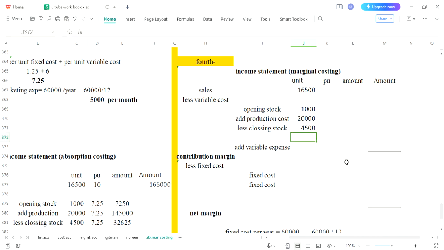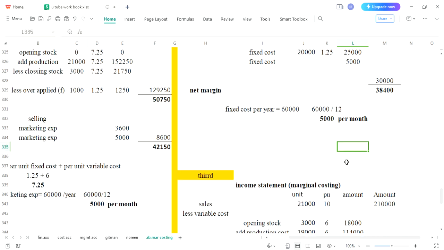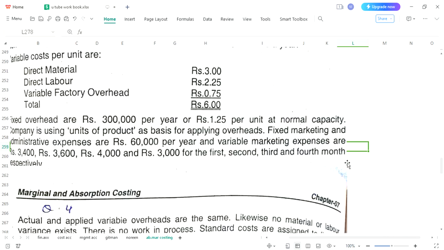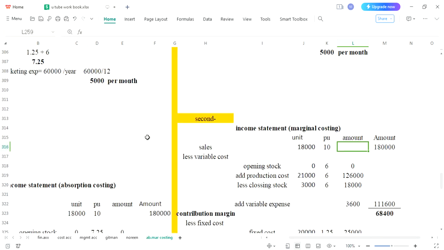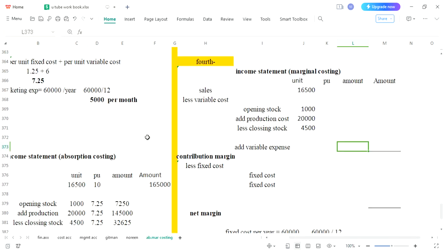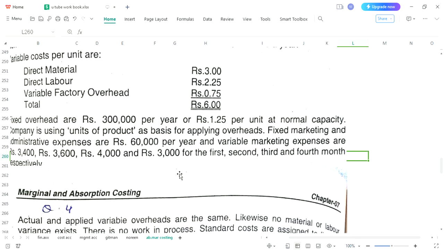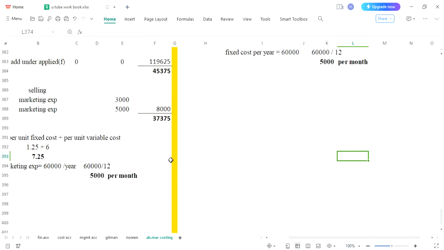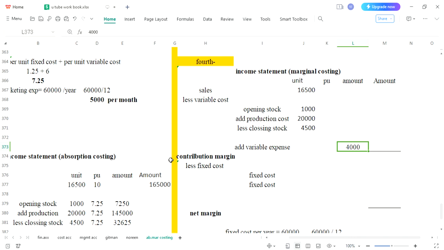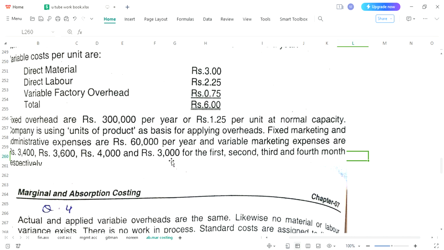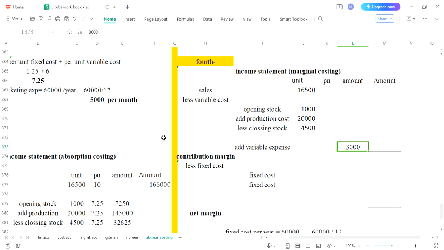Okay, and variable expenses for fourth period, for which we will go over here. You can see variable marketing expenses are 1, 2, 3, and 4. For fourth period we have 3,000. These are variable expenses, sorry, 3,000. When you are going up and down and up and down, something might happen. That is why I was saying care is needed for me as well. Fourth period 3,000 expenses were written. So in this way cost has been completed.